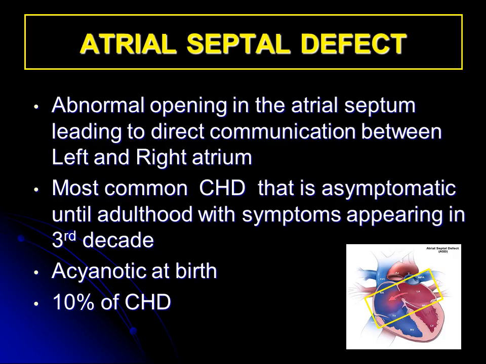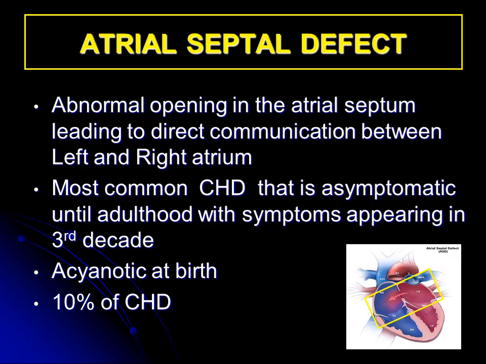The left to right shunting anomaly produces increased volume of blood flowing to the right atrium, resulting in right atrial volume overload. Depending on the size of the defect and associated anomalies, this can result in a spectrum of disease ranging from no significant cardiac sequelae to right-sided volume overload. There are some complications associated with this. In the end, are pulmonary hypertension and even atrial arrhythmias.